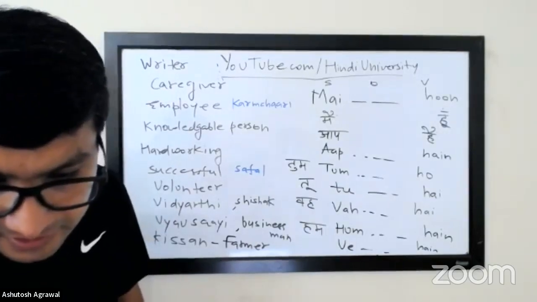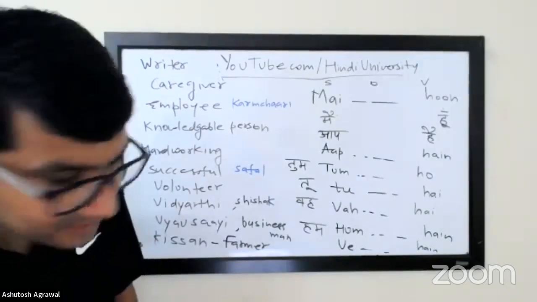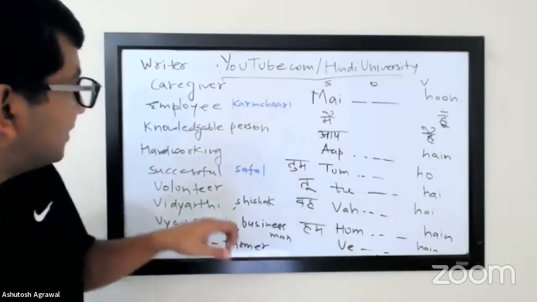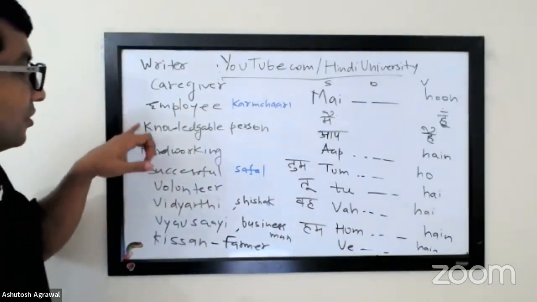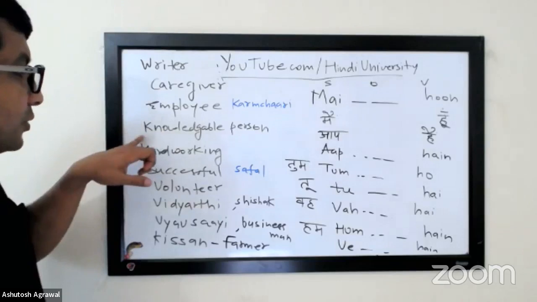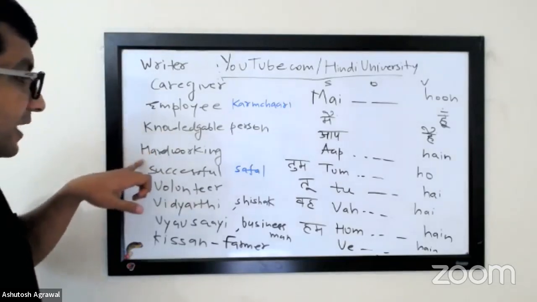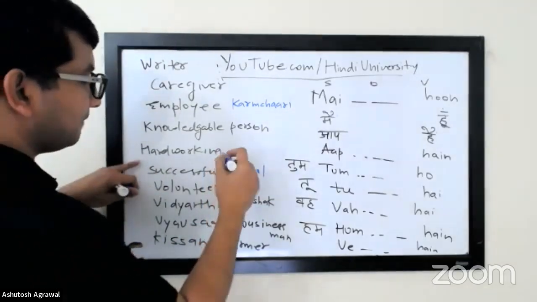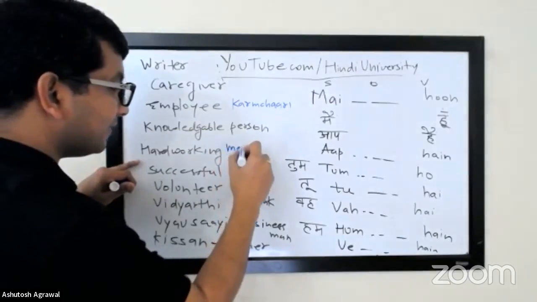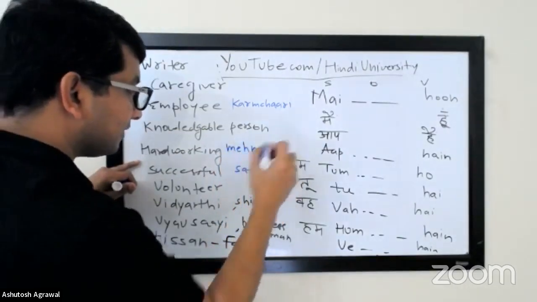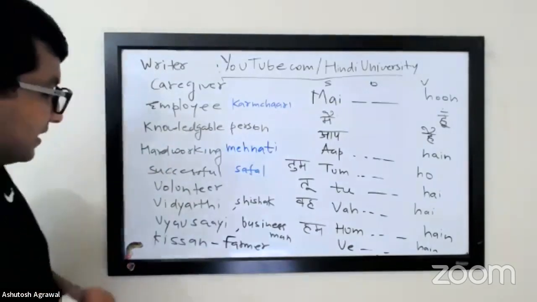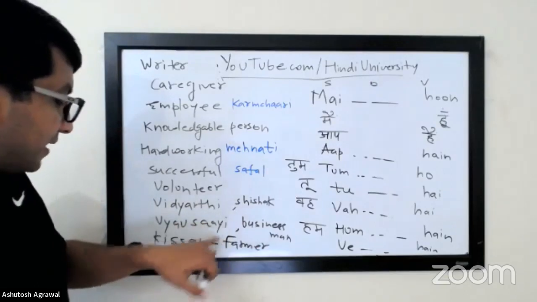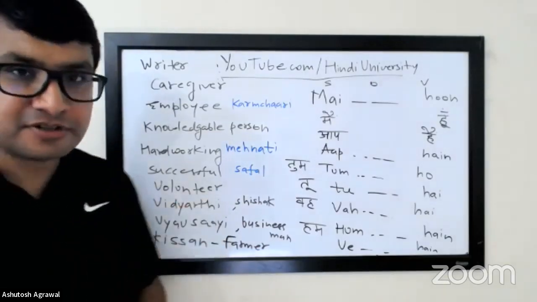Anyone else? Yeah, Ashu Ji, would you mind saying what the Hindi word for caregiver, hardworking, and volunteer is? So employee, you understood, karmchari. Knowledgeable person, जानकार इंसान. Hardworking is, let's see, anyone? मेहनती. Right, वह मेहनती है. Okay. Anyone else? Vidyarthi, you already know, it's a student, shikshak, teacher, vyavsayi, businessman, kisan, farmer. Volunteer.